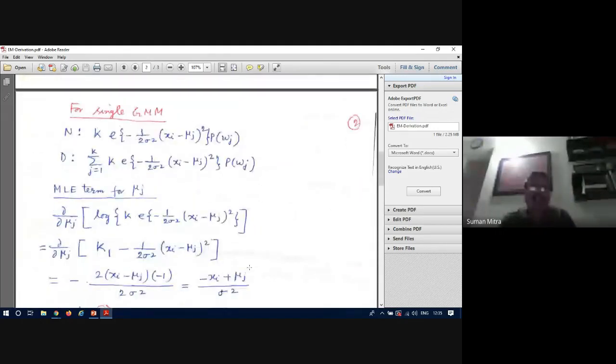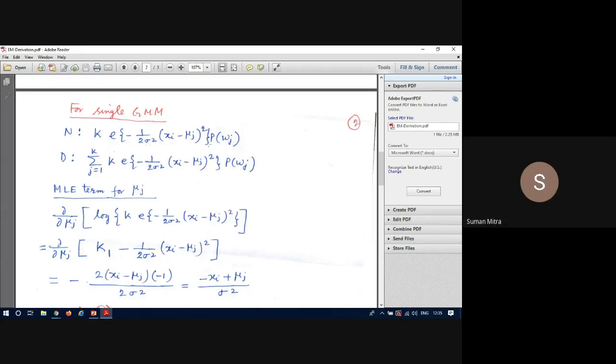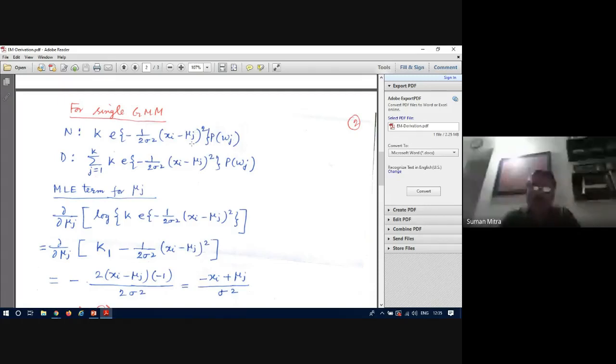Now let us try to see what is the meaning of this one. Right? So for a single GMM, the numerator is k times e to the power minus 1 by 2 sigma square (xi minus mu j) square times the probability wj. That means we assume that sigma and wj are known, only mu j is unknown. And the denominator is we get the summation j equal to 1 to k of this entire thing.